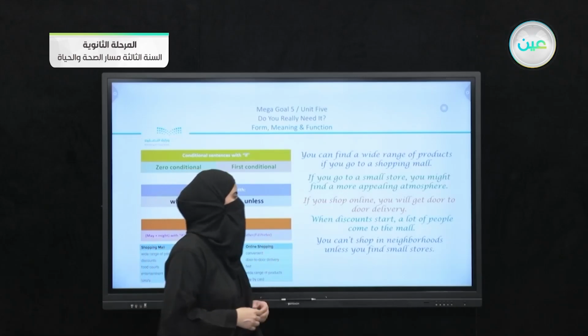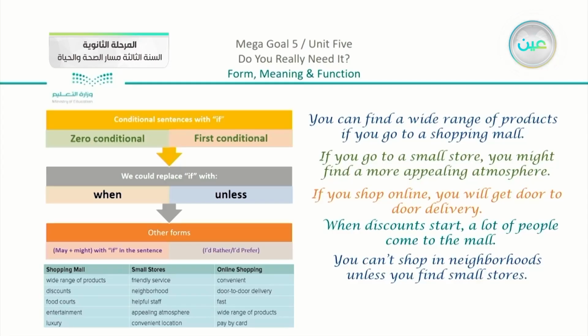And the last sentence that we have here: you can't shop in neighborhoods unless you find small stores. So you can see that we used unless in the sentence because there is a negative meaning. You can't shop.